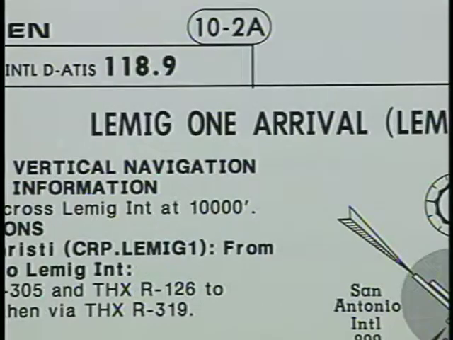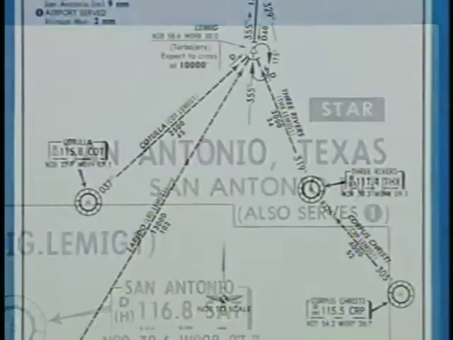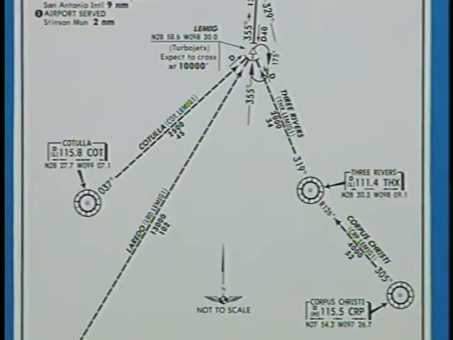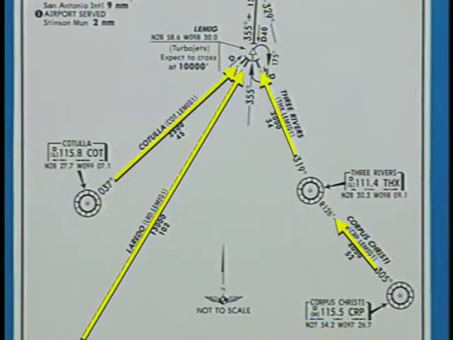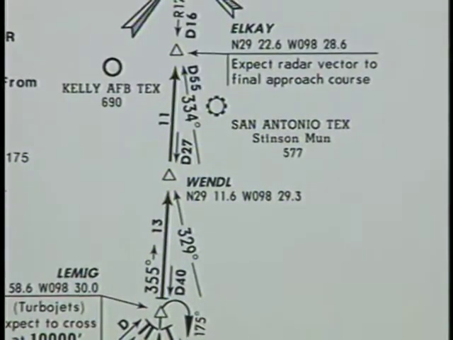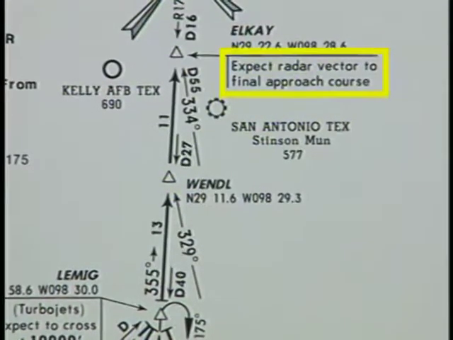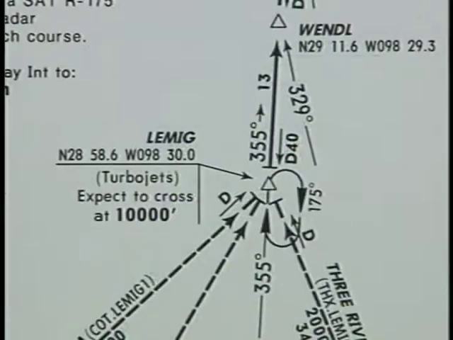Let's look at the Lemig 1 arrival for San Antonio, Texas. This arrival, like most STARs, consists of multiple transition routes and an arrival route. This particular arrival utilizes radar vectors to the final approach course. You can distinguish the arrival route from the transitions by the solid route line.